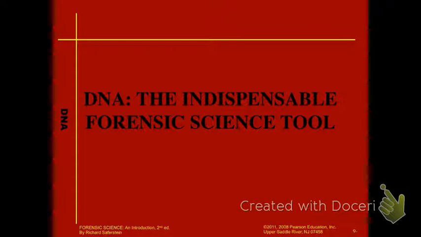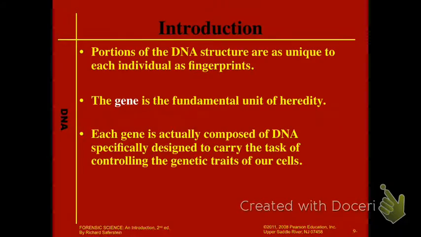The next topic is DNA, which has really revolutionized forensic science. I want to do a little review of DNA and its structure first, just to refresh your memories. We have parts of our DNA structure that are the same. They're similar to each other. It gives us, for the most part in our world, 2 arms, 2 legs, 10 fingers, 10 toes, 2 ears, all that kind of thing.